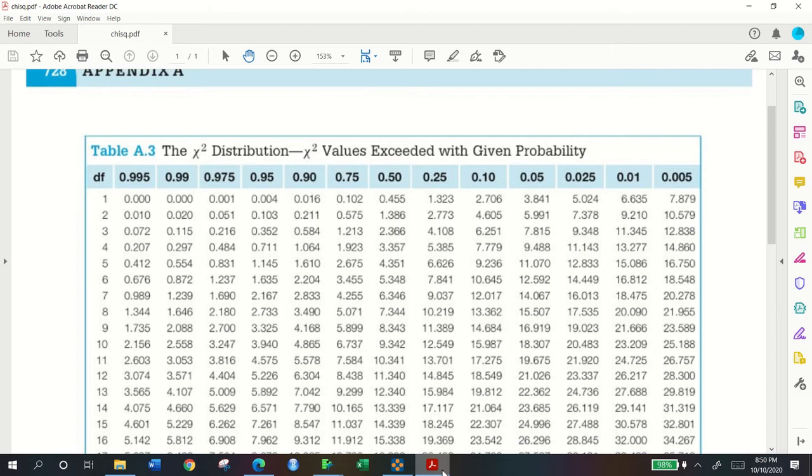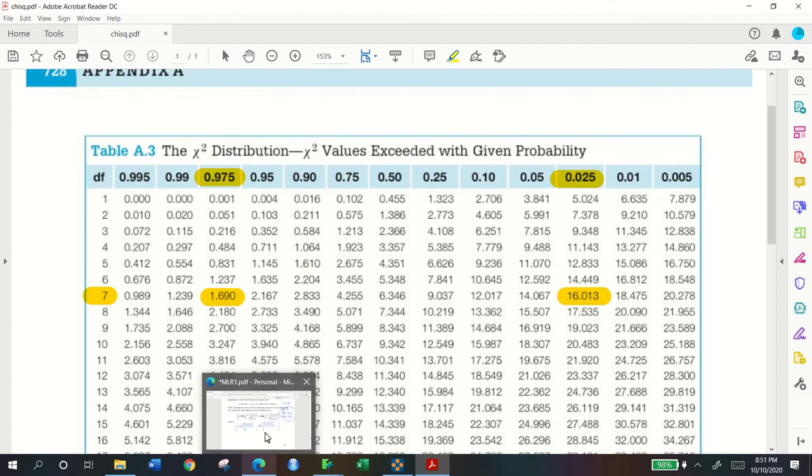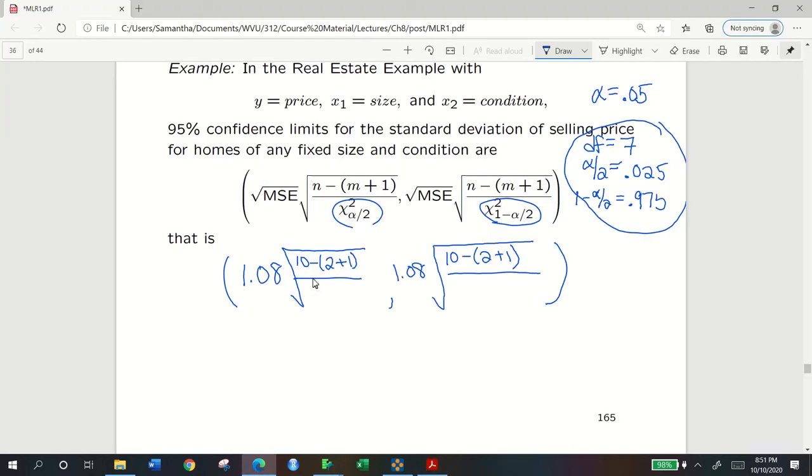Okay, so once again, we've established that our degrees of freedom is 7 and that we needed alpha over 2, which is 0.025, and 1 minus, which is 0.975. So that means our critical values of interest are 16.013 and 1.690. So now at this point, we can go back to our slides and plug in.